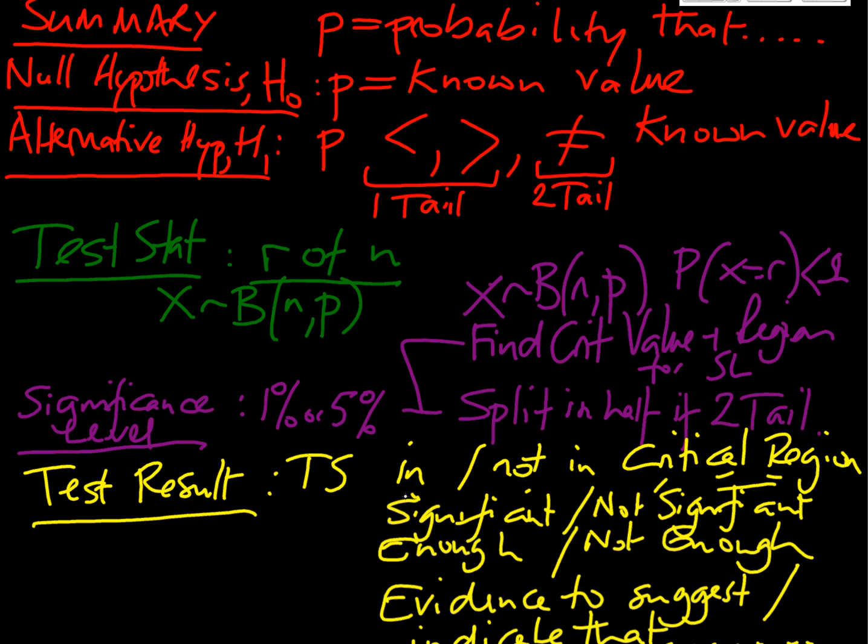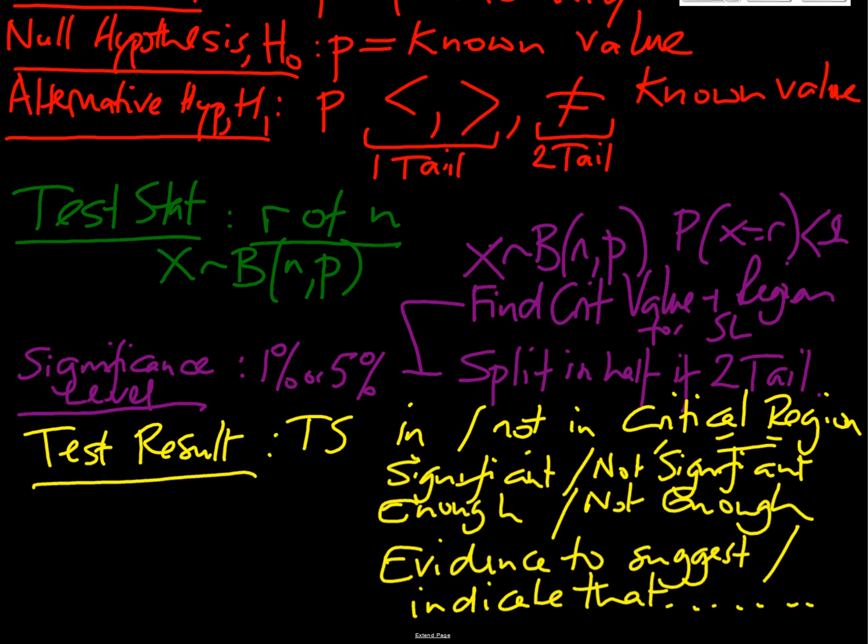If it's in the critical region, then the evidence is significant, and we'd be saying there's enough evidence to suggest or indicate that the germination rate has reduced, is lower. But if it's not in the critical region, then it's not significant evidence, and we're saying there's not enough evidence to suggest or indicate that the germination rate is lower. And that's how you do the test, by using our binomial values to find whether it's in the critical region.